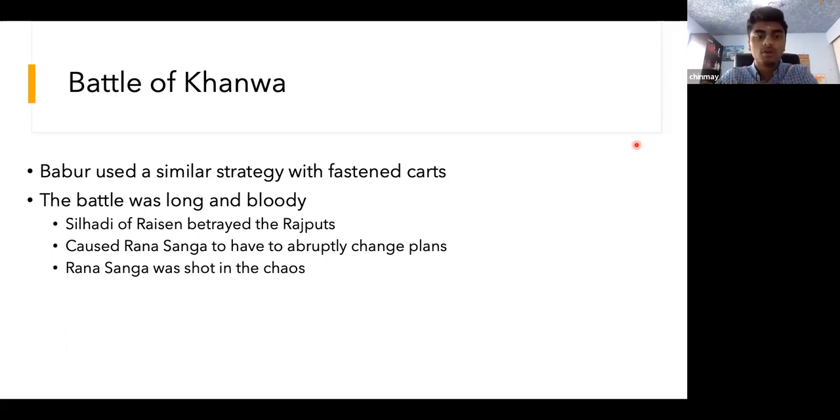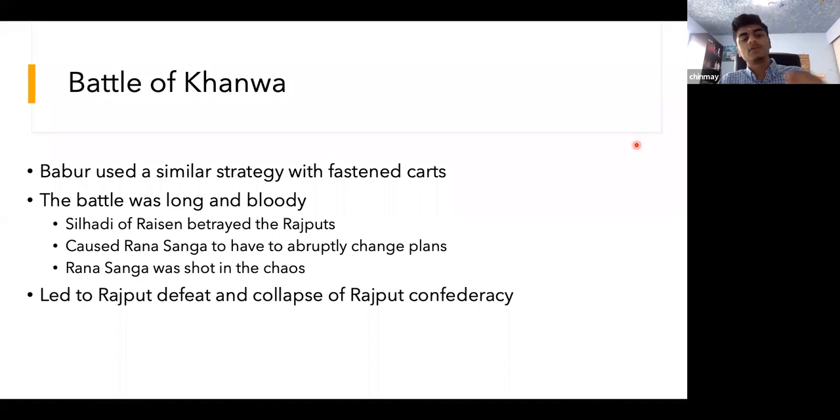This was a huge blow to Rana Sanga, because it forced him to abruptly change his plans. All the plans they had were now pretty much useless, because an entire chunk of the army had defected over to the other side. So Siladi of Raisan defected over to the Mughals during the war, to make matters worse. In the chaos, Rana Sanga was shot. He was unconscious for a while, but by the time he regained consciousness, the war was lost. It was going against the Rajputs because of all these factors, and this led to a Rajput defeat.